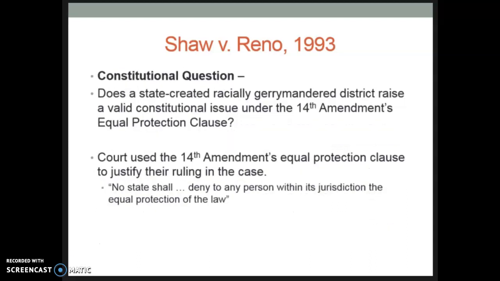So the constitutional question in this case is, does a state-created, racially gerrymandered district raise a valid constitutional issue under the 14th Amendment's Equal Protection Clause? So there was a law passed in 1988, a little bit of background on this, that was an amendment to the Voting Rights Act that said states could draw districts based on race if the goal of that district was to increase representation of black and brown people who were underrepresented in Congress. So Congress passed a law that gave states permission to racially gerrymander if the goal of the gerrymandering was to increase minority representation in Congress. So the question is, does a state doing that violate the 14th Amendment of the U.S. Constitution?